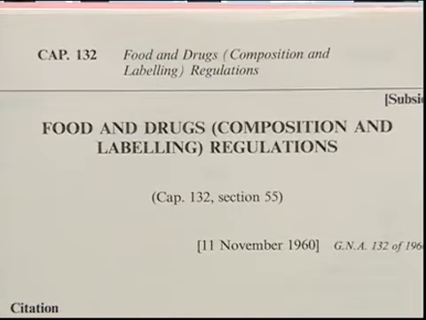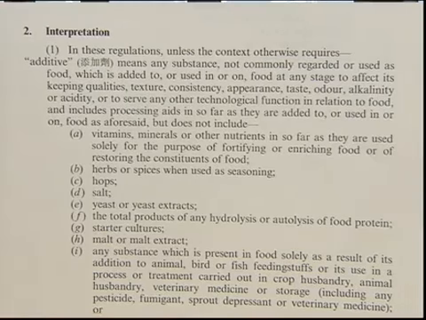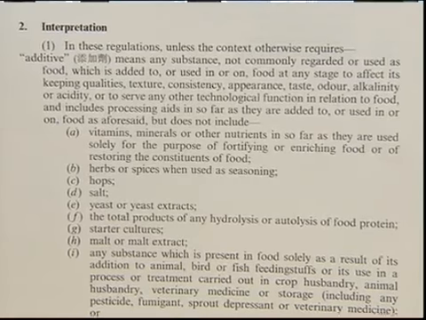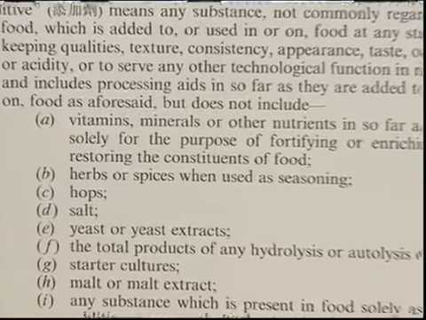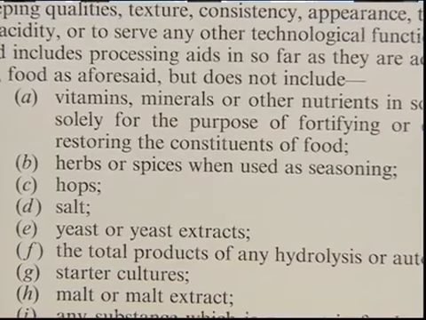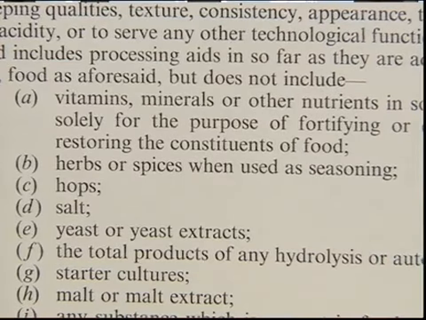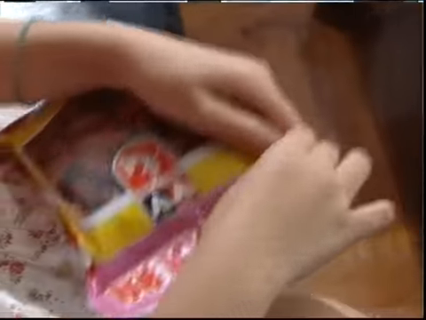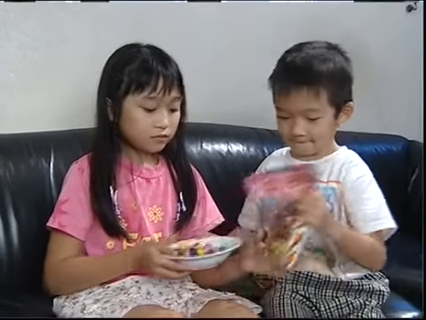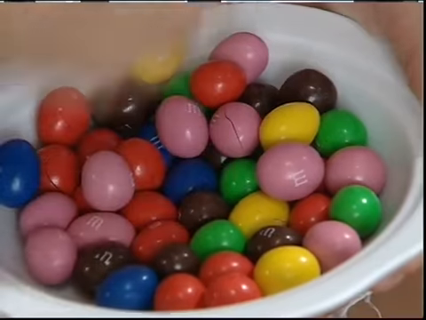According to the laws of Hong Kong, food additives do not include vitamins and minerals used for enriching the nutritional content of food, nor do they include salt, herbs or spices used as seasoning. The major functions of additives are to extend the shelf life of food, enhance the smell and taste of food, improve the color and appearance of food.